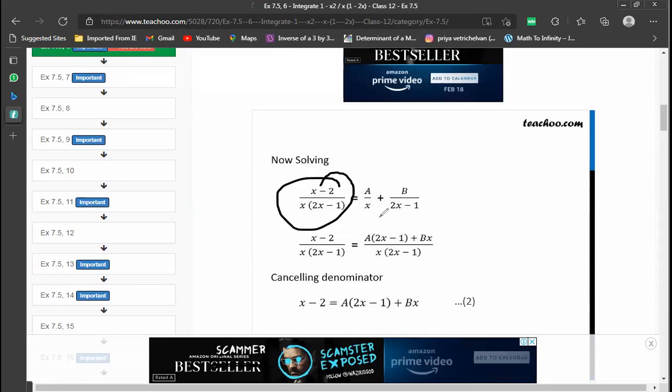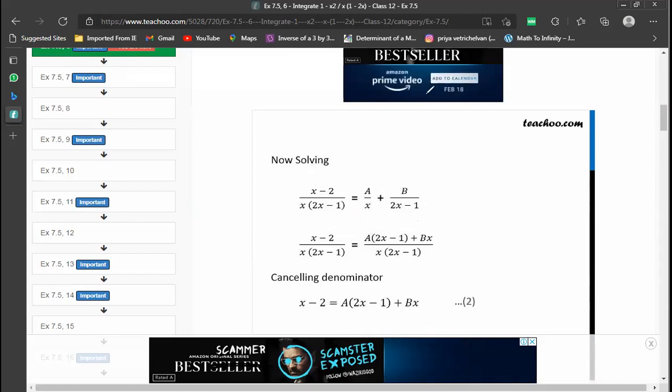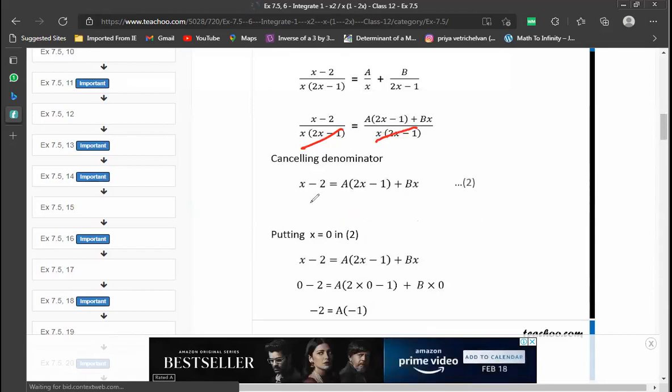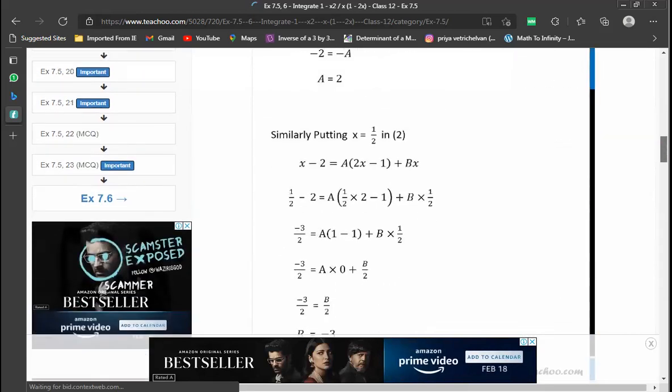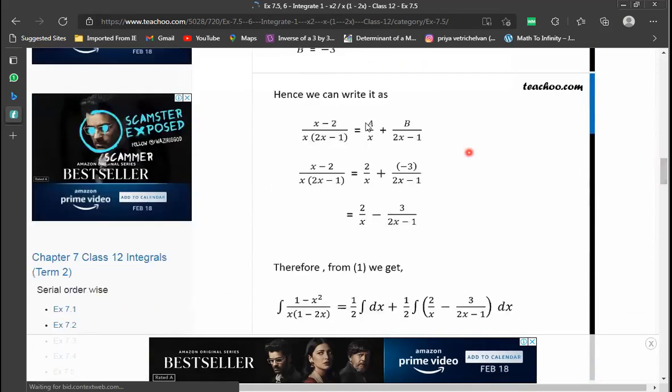You can use partial fractions. It will become a by x plus b by 2x minus 1. So now take the LCM. It will be x into 2x minus 1. You do the cross multiplication. So now this denominator and this denominator will cancel out each other. Equate the numerator alone. By putting the value of x, you'll be able to find the value of a and b. You know how to do it, right? Then substitute back before performing the integration. The value of a is 2 and the value of b is negative 3.